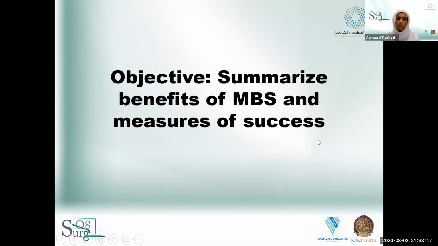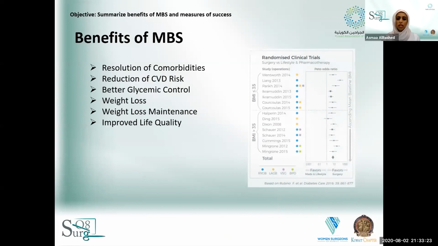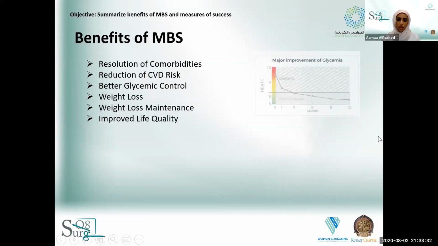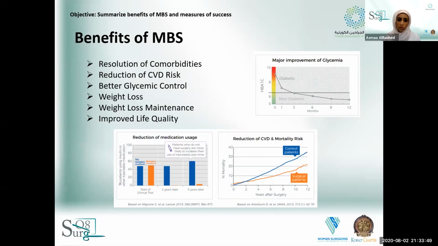Now we're going to quickly summarize the benefits of bariatric surgery, for those who ask about the benefits, and how we measure success. Very important here is that metabolic and bariatric surgery have shown, with a high level of evidence, resolution of comorbidities in different degrees across all the types of surgeries. But for sure, there is resolution of comorbidities. It reduces cardiovascular risk, improves glycemic control, and gives weight loss and weight maintenance and improved quality of life.